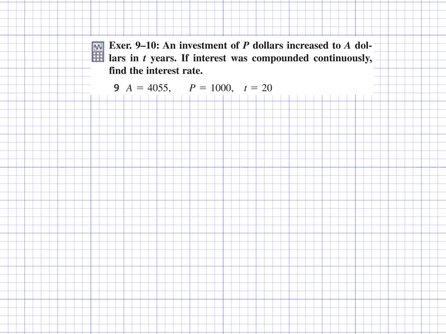All right, so now, continuously again, here's P and A. We do have A, the total amount that we're going to end up with. What it's asking for is what interest rate must we have in order for $1,000 to turn into $4,000 after 20 years. So the interest rate shouldn't be too high because you're going to let this set for 20 years. Okay, so how do we solve this?